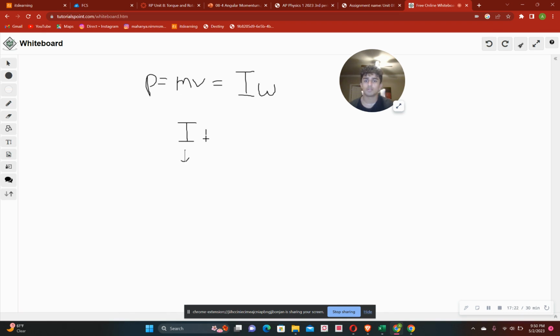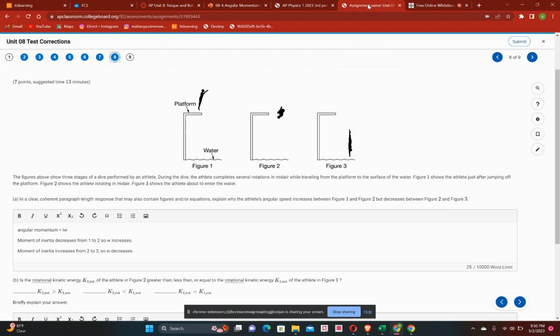So for it to be conserved, the angular speed has to go up, right? So that's how I know from figure 1 to figure 2 that it increases, right? So yeah.